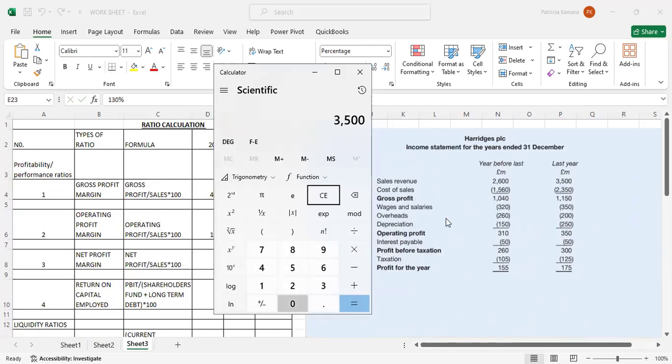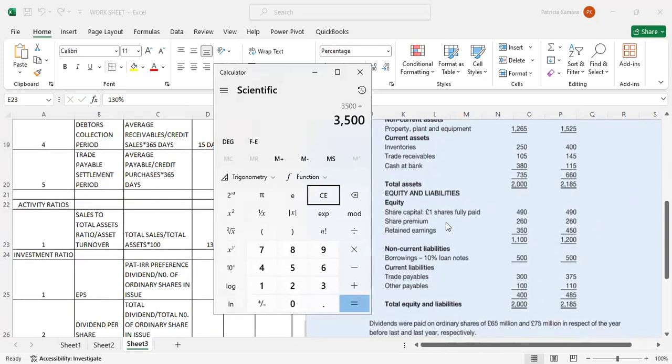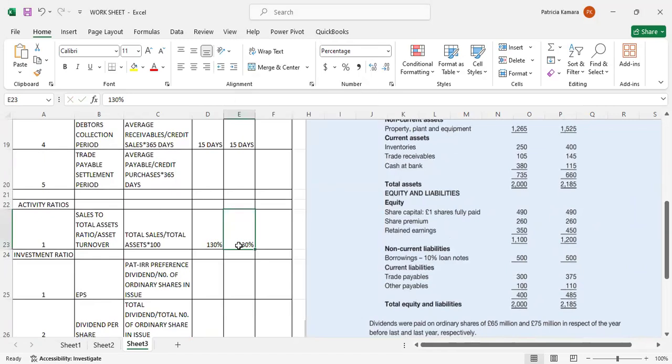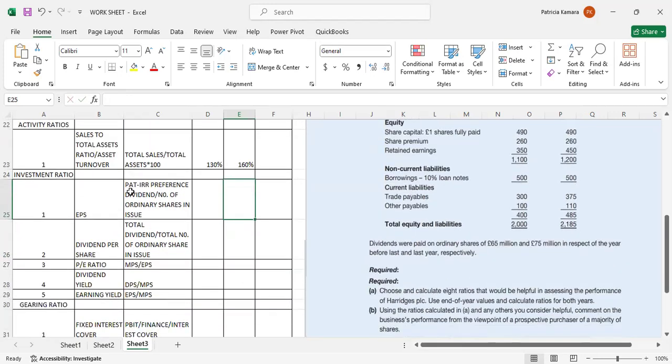Sales 3,500 divided by total assets 2,185 is 1.6, so this is 160%. Now you can go on to calculate your change. So what does it tell you? Sales to total asset ratios. You can go on and then do the change.